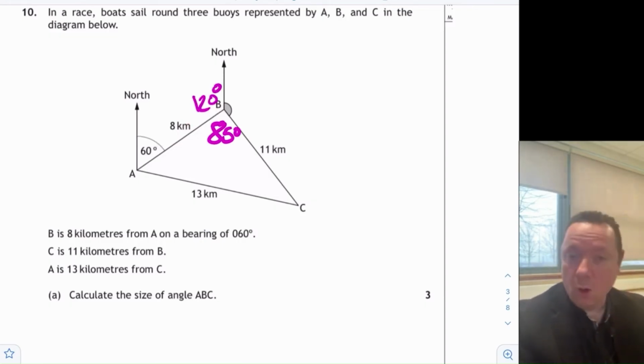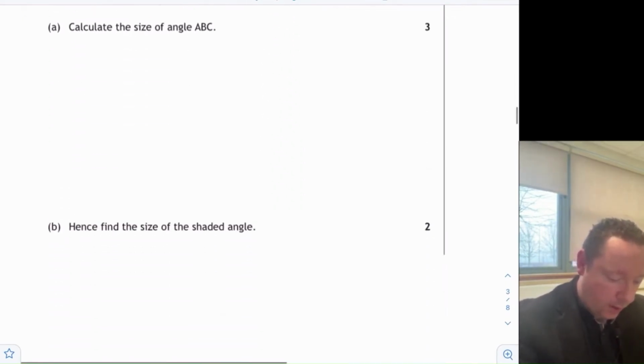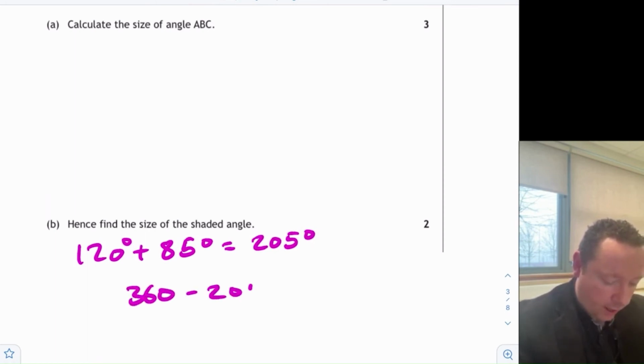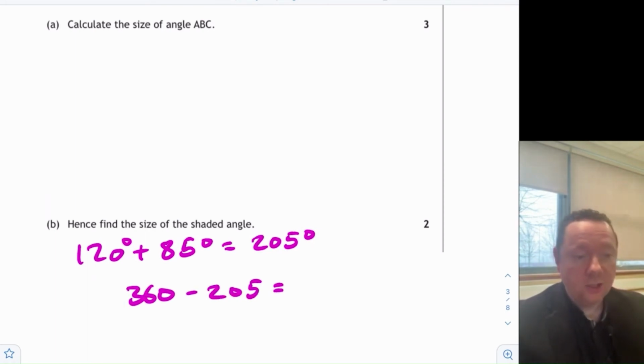And our second rule, we often use, angles round a point add up to 360. So we can do a bit of work and say 120 plus 85 degrees is equal to 205 degrees. So we get 360 minus 205, which gives us an answer of 155.